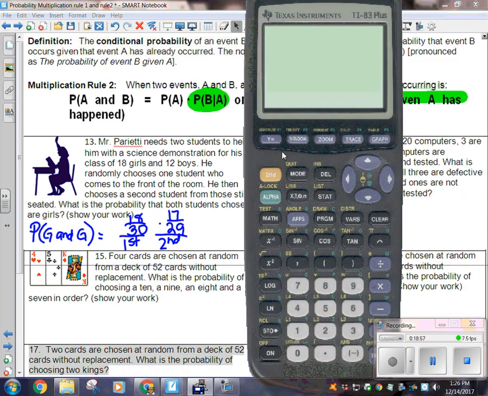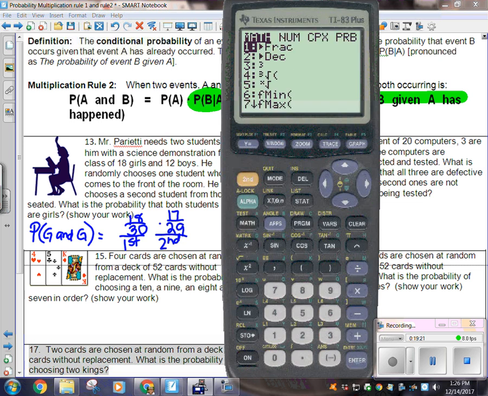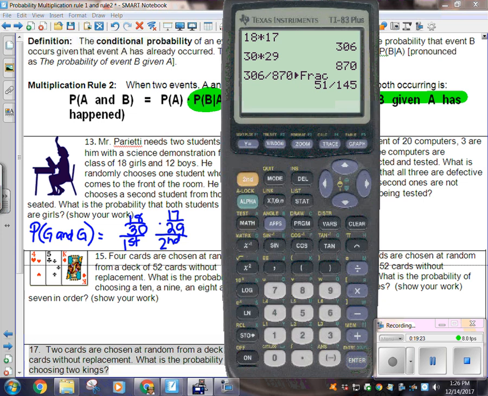Okay, so if I was doing this one, 18 times 17, did you get 306 for the top number? What's 30 times 29? 870. So now it's 306 divided by 870. I'm going to go straight to my math fraction key, math, fraction, enter, enter. My final answer is 51 over 145. Does everybody get what we just did there? Use your calculators.